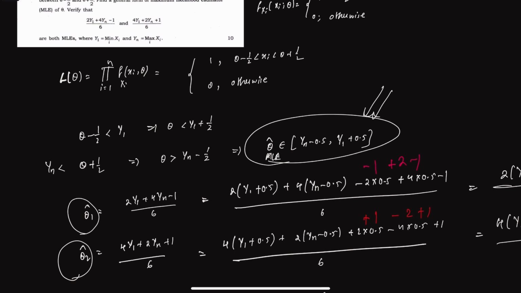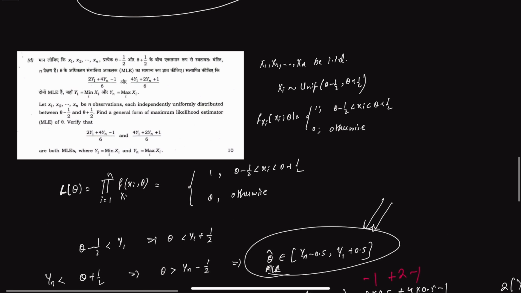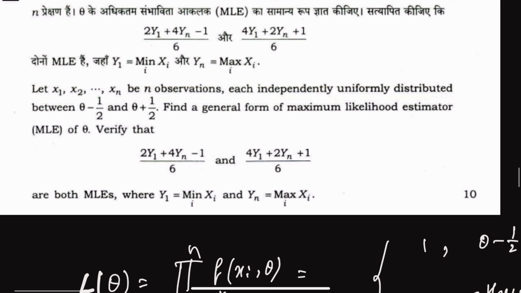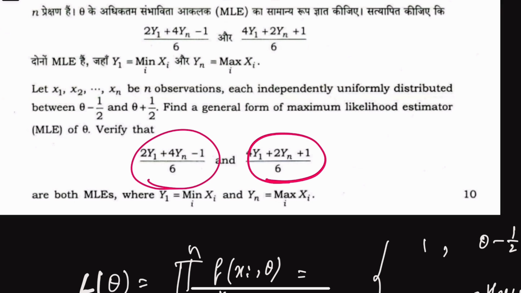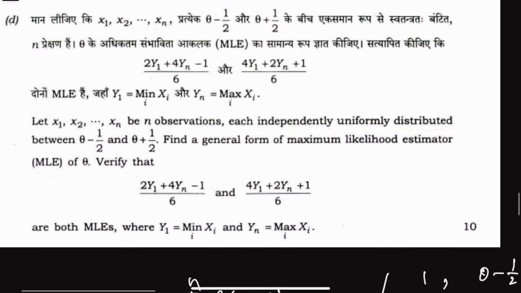Therefore, we have verified that (2 times y1 plus 4 times yn minus 1)/6 and (4 times y1 plus 2 times yn plus 1)/6 are both maximum likelihood estimates. So that's it for this video. We'll meet in the next video.